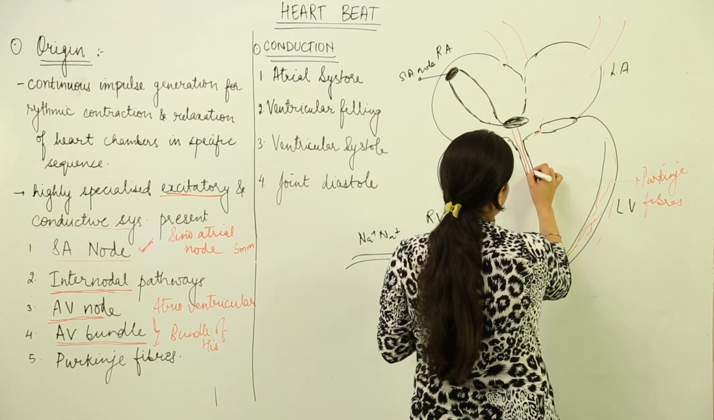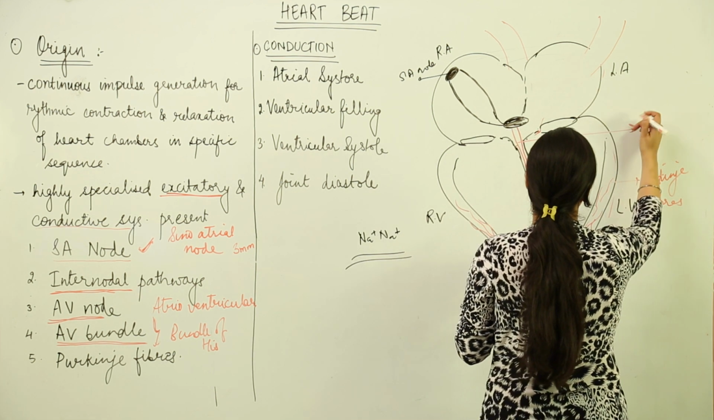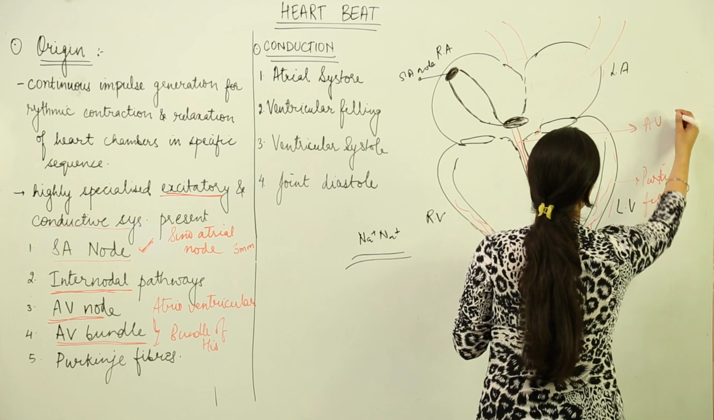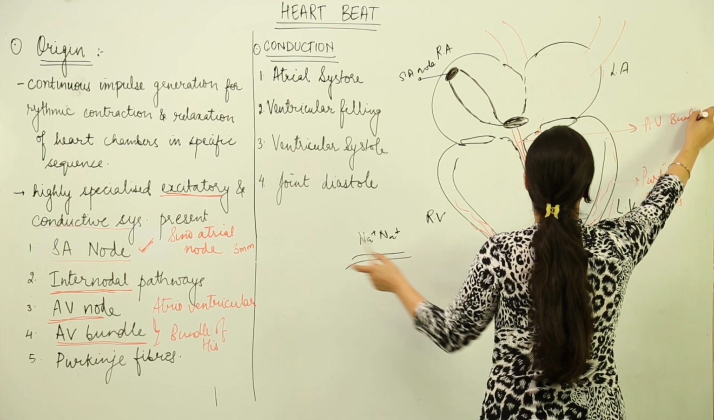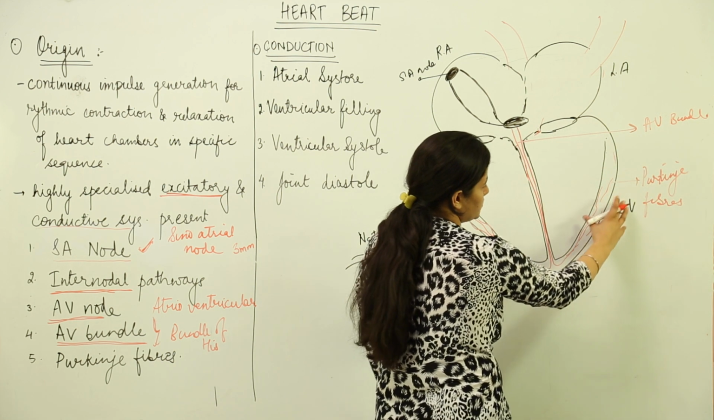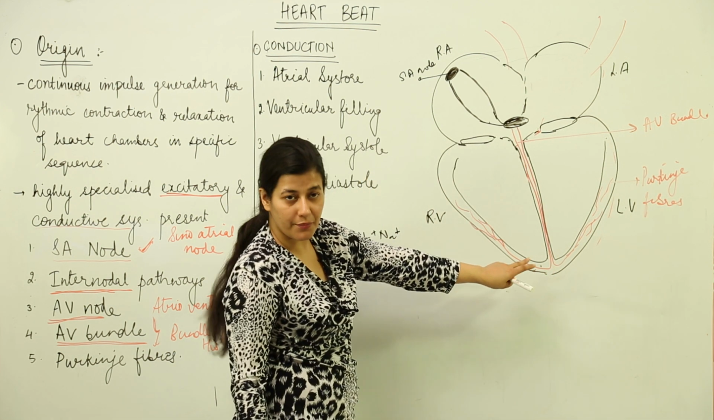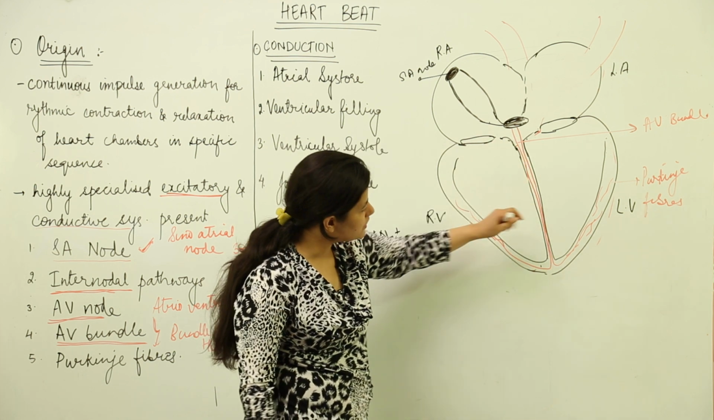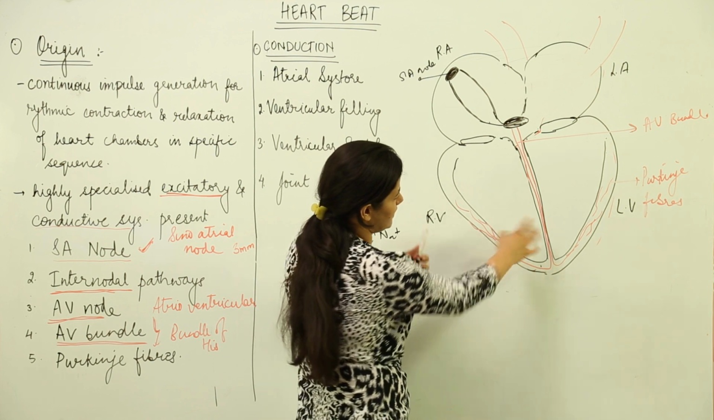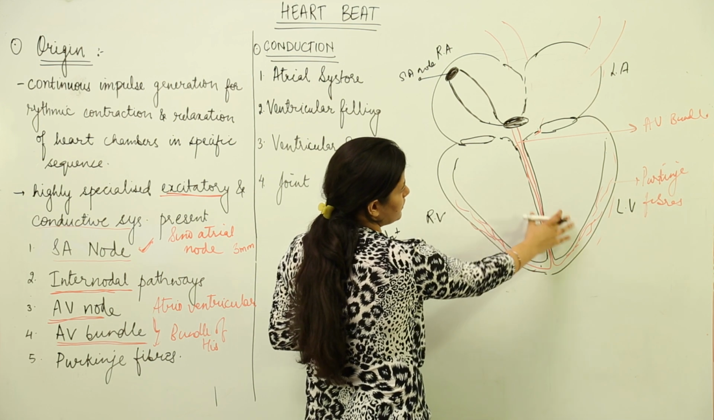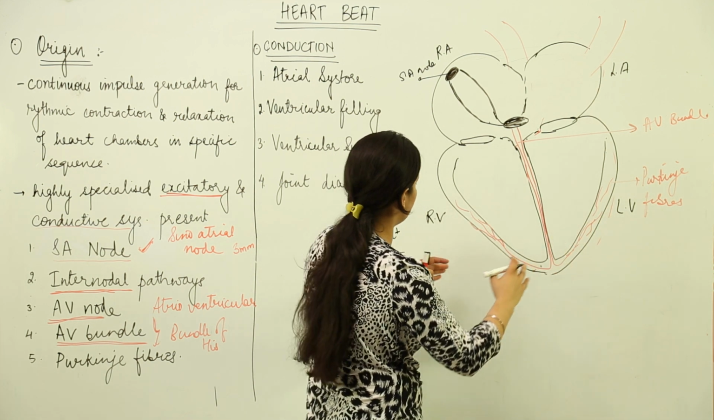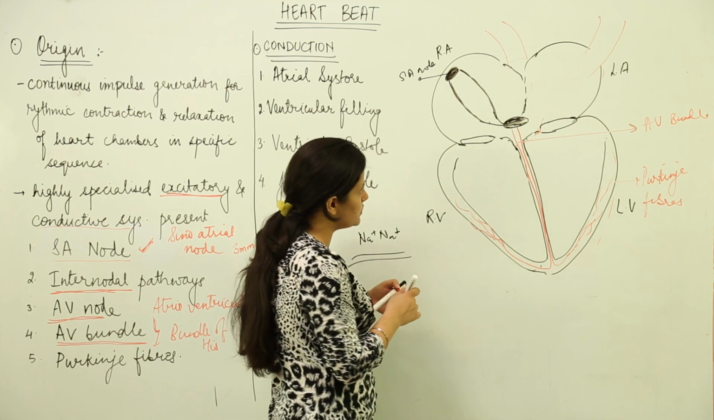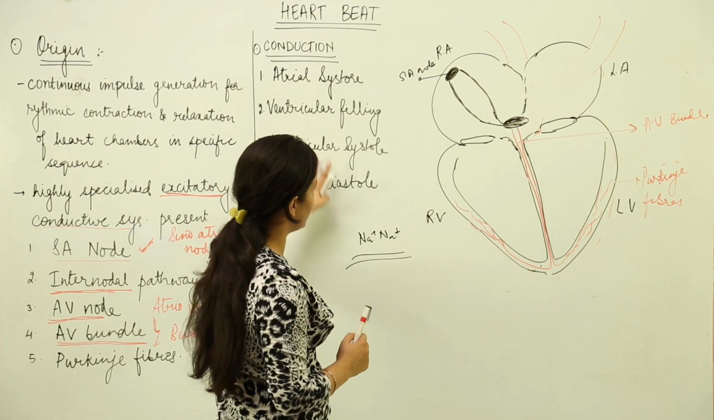This is the AV bundle as we wrote over there, and these Purkinje fibers are present in the ventricular walls. This AV bundle is present in the interventricular septum. As you can see, the septum separates the right ventricle and the left ventricle. So this part receives the deoxygenated blood. Now we are going to see it in terms of the conduction that takes place.